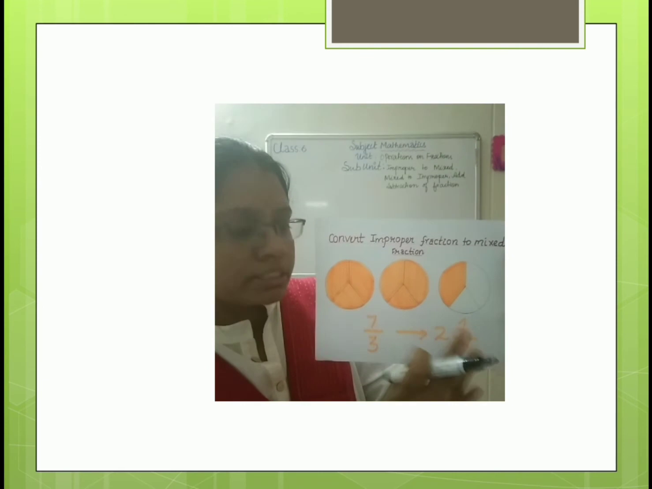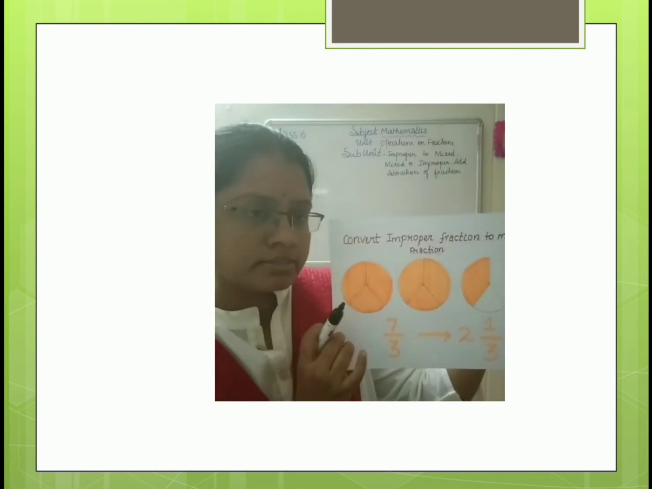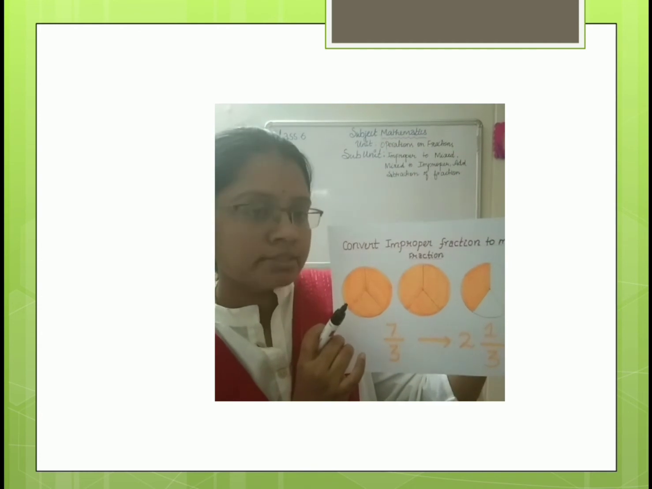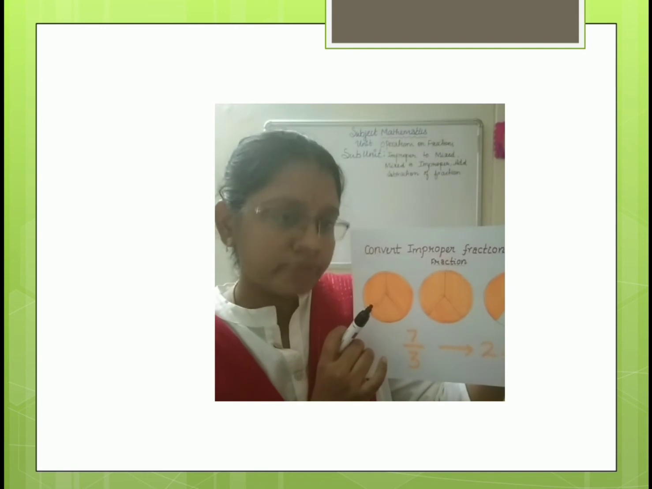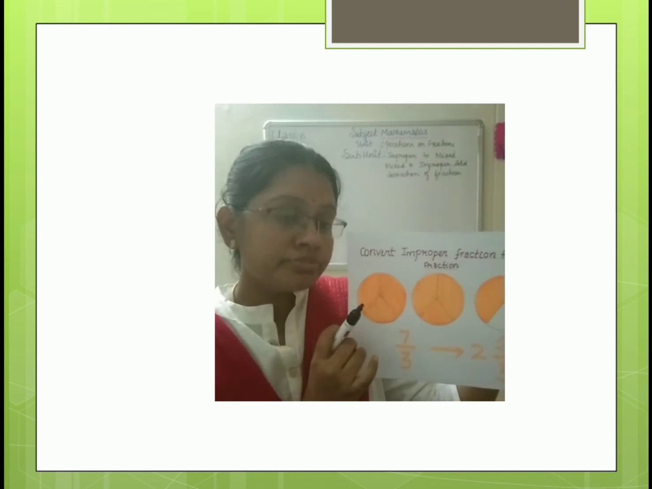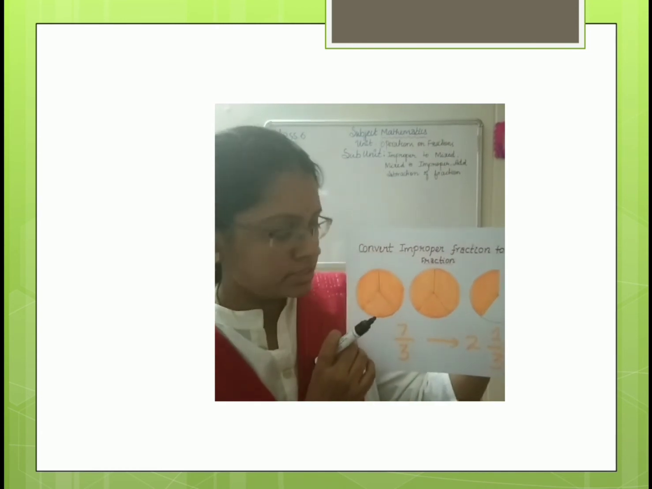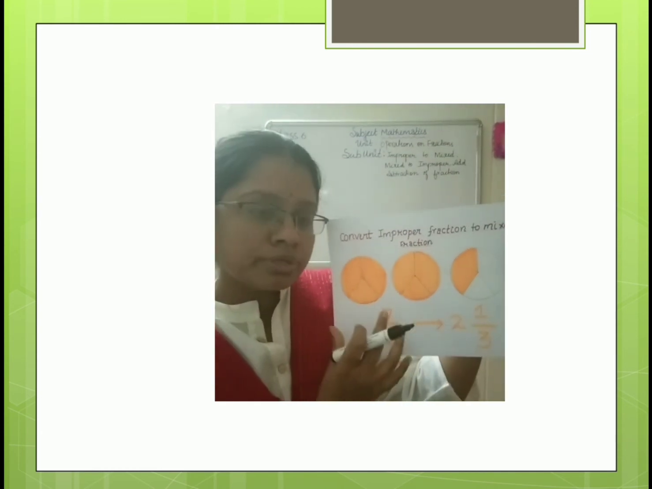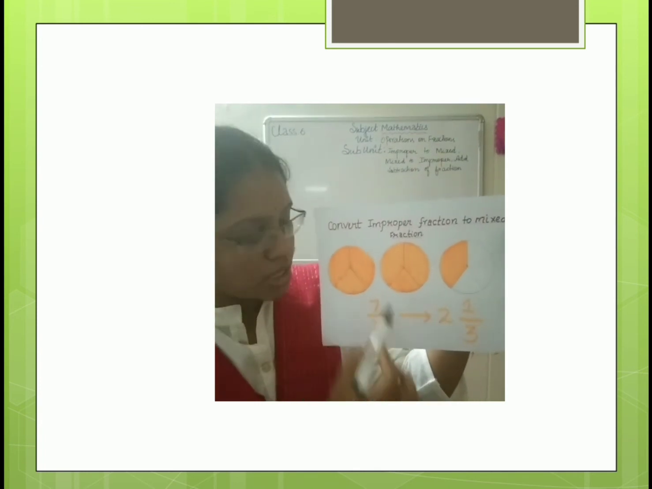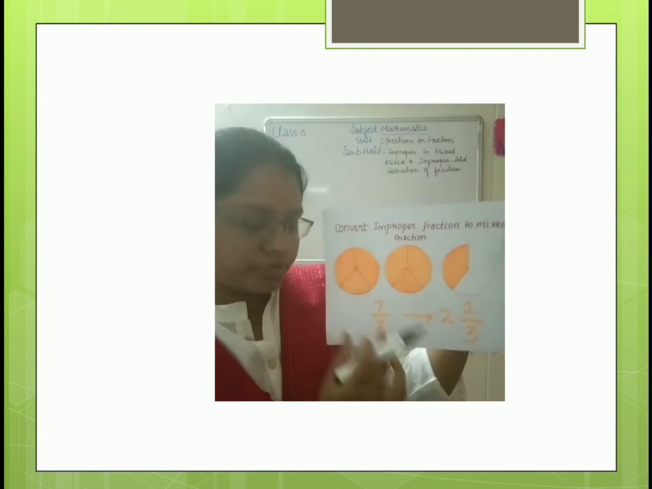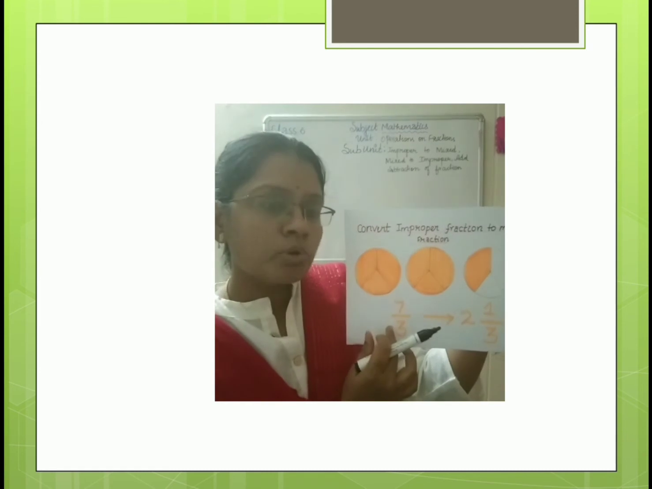An improper fraction, as it tells, has the numerator greater than the denominator, and it also includes the part of a fraction and the part of a collection. See here, this is a collection of circles. So how are you going to represent the improper fraction? 7 by 3. This is how we represent the improper fraction. Now our work is to convert this improper fraction 7 by 3 to a mixed fraction.